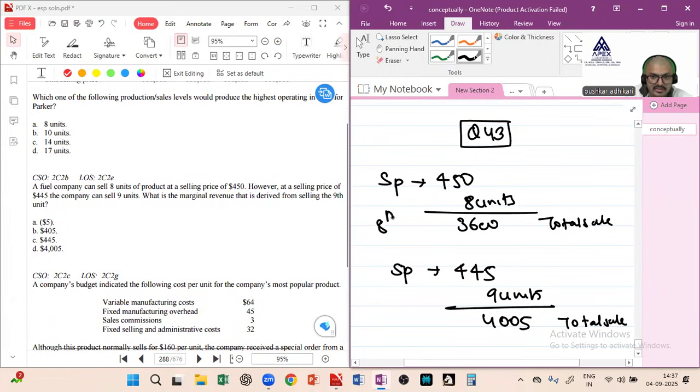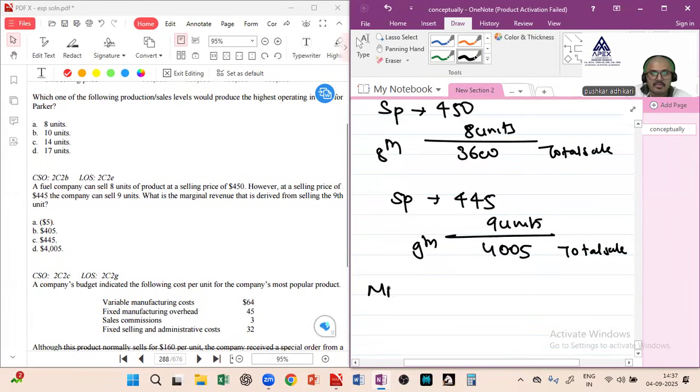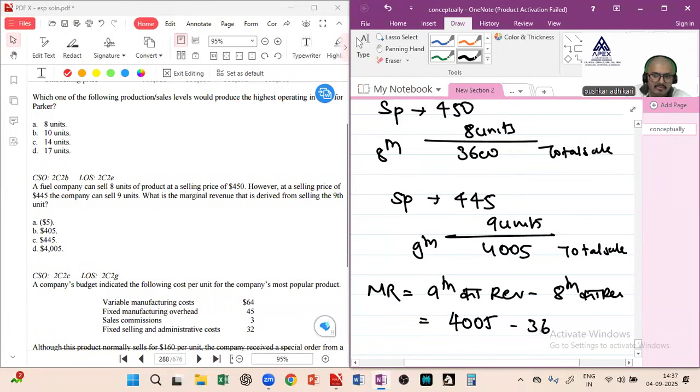So this is the 8th and this is the 9th. So what is the marginal revenue? Marginal revenue is equal to the 9th unit's revenue minus the 8th unit's revenue. So what is the answer? It is 4005 minus 3600. The answer is how much? 405.